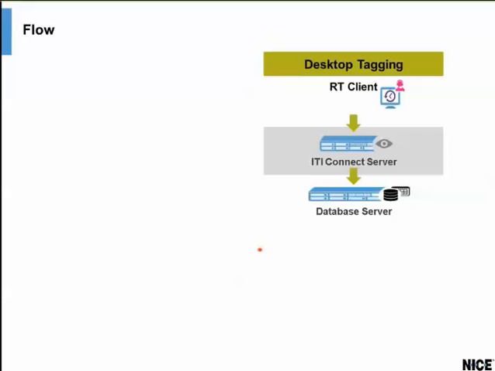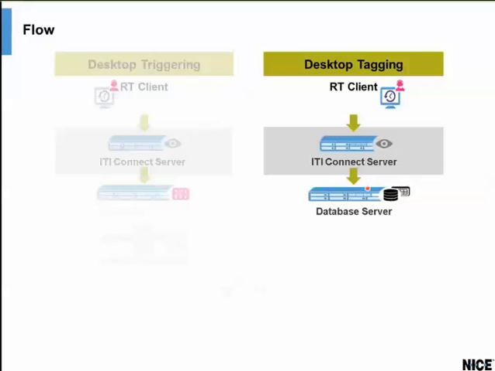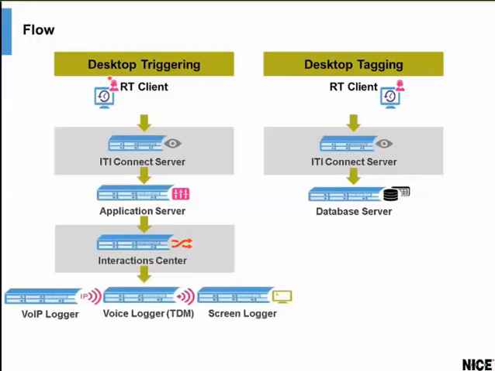It's a quick summary of both of those flows that we were talking about. So for desktop tagging, your flow is going to be from the real-time client to the ITI Connect server, and the extracted data and the tagging is going to be inserted directly to the database. And specifically, we're inserting into Nice Screen Sense. For the desktop triggering, we're going to go from the client to the ITI Connect server through the application server. That's where our lookup of our user IDs is going to occur. And also, we're utilizing the monitor application for the pause and resume. That will pass through to the interaction center and the IC server from there.